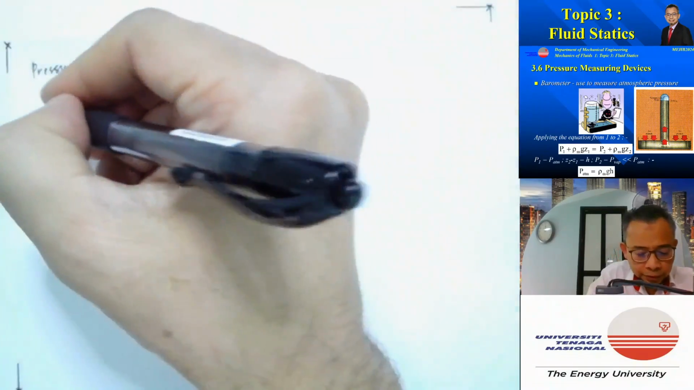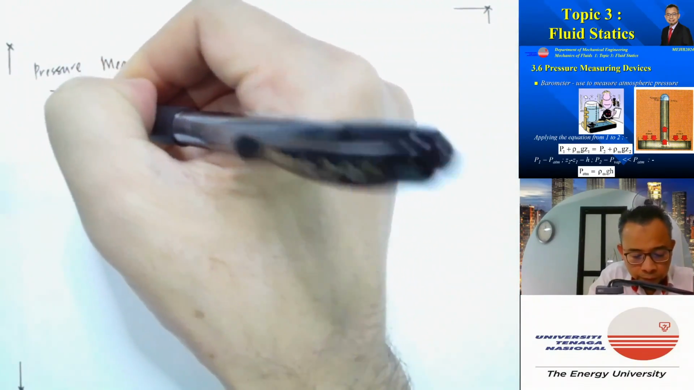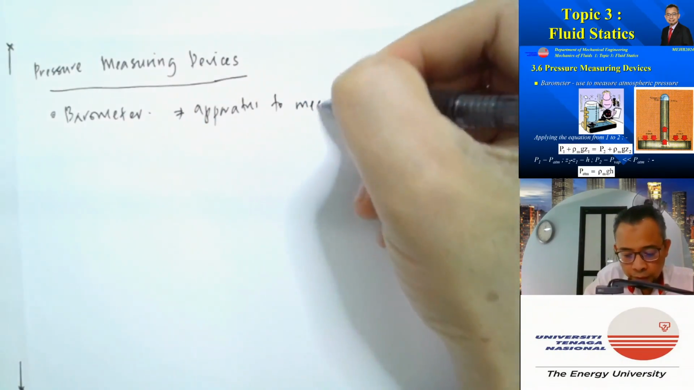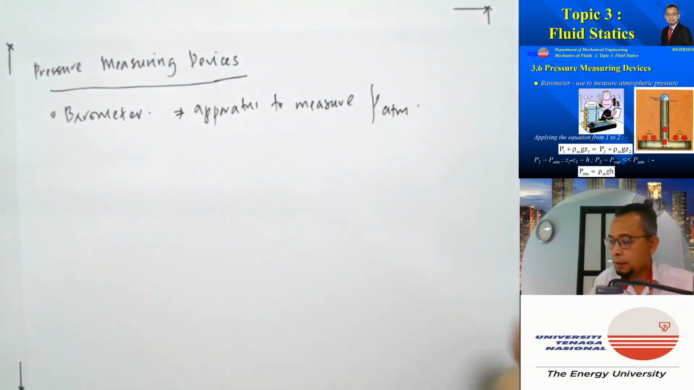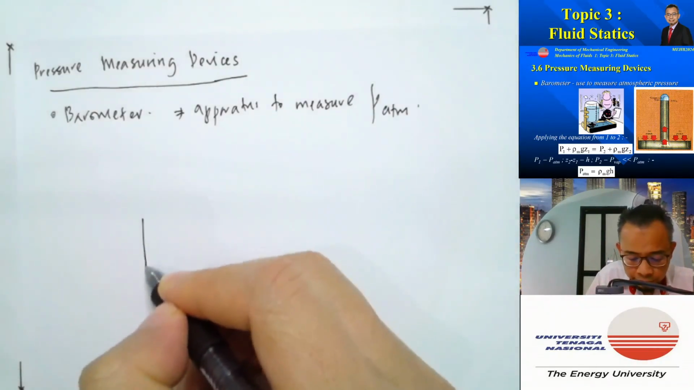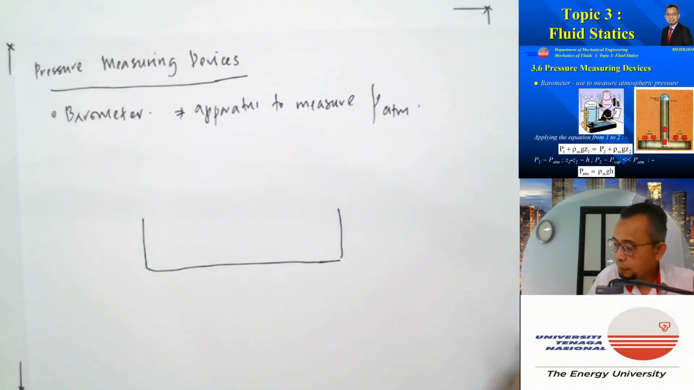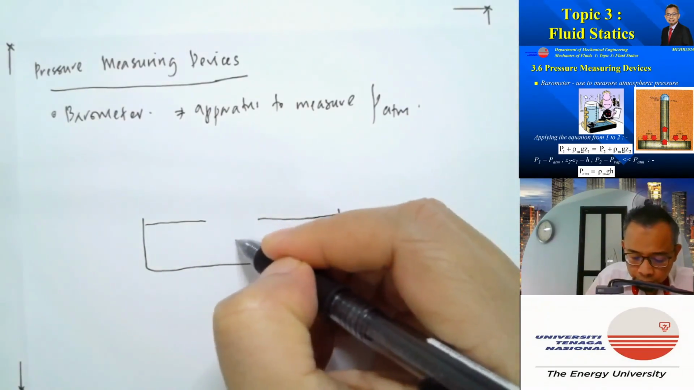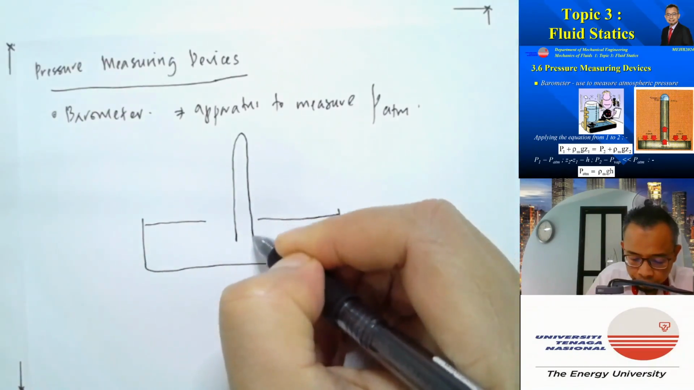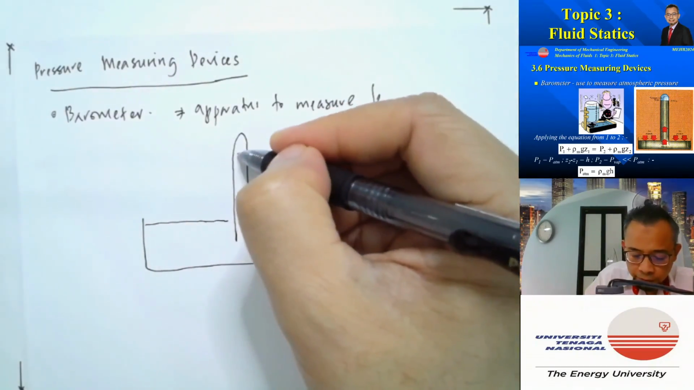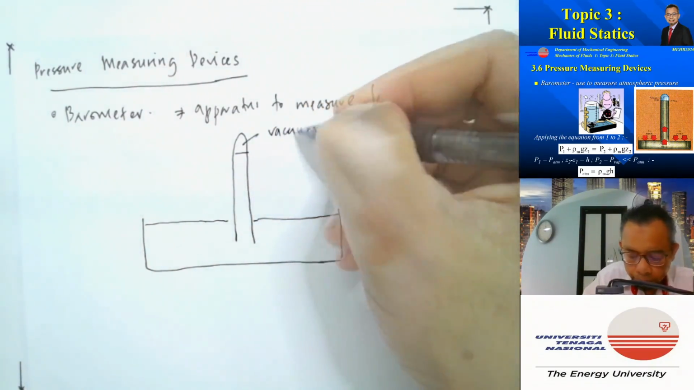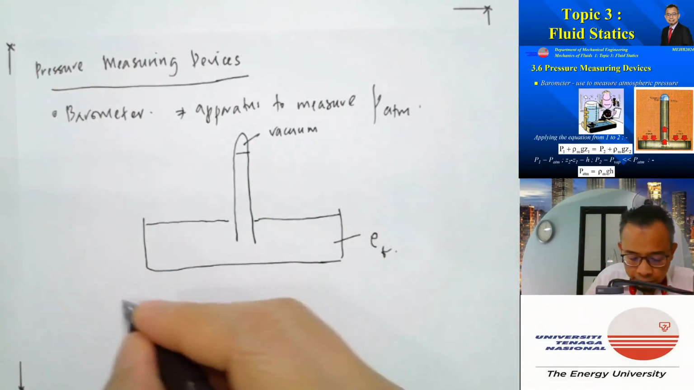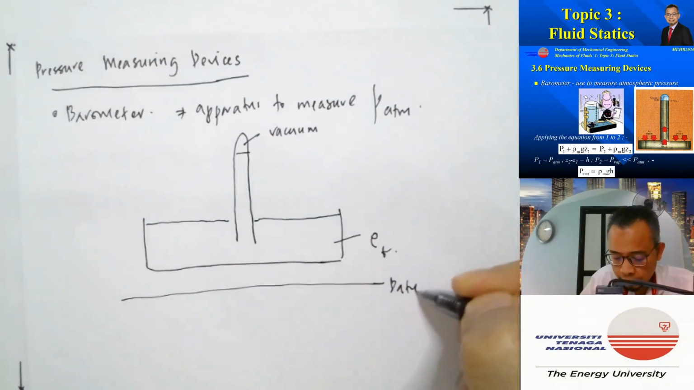So now let's consider a barometer, which is an apparatus to measure atmospheric pressure, PATM. So it's a very simple device. Let's say we have a container. It's filled with a liquid, then we put a tube like that, and whereby this part here is vacuum. Let's say the fluid had a density rho F.